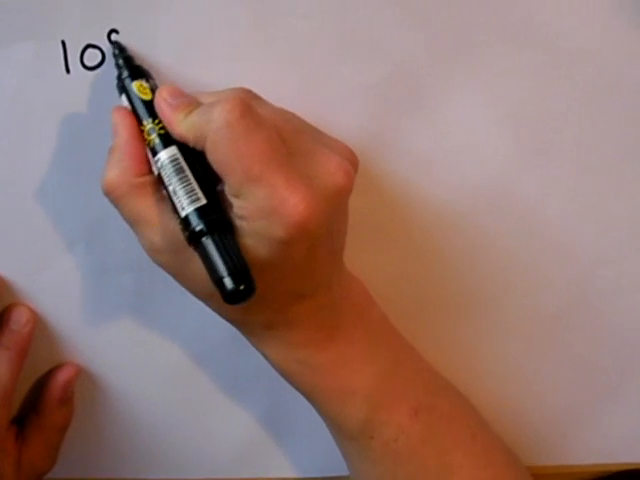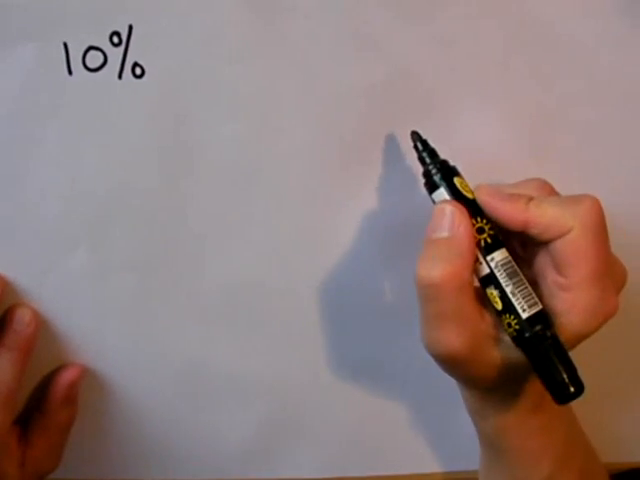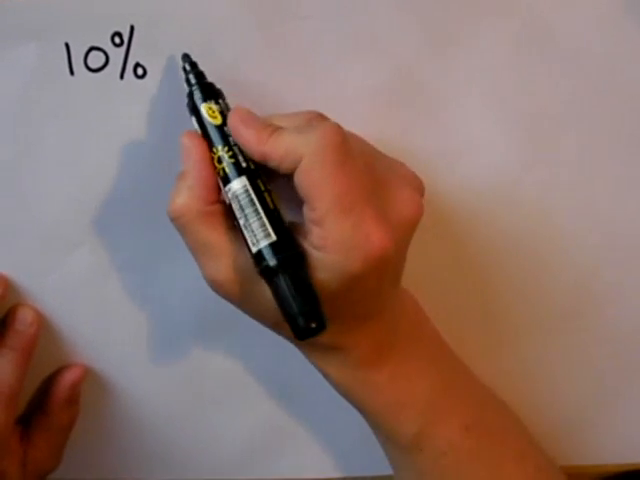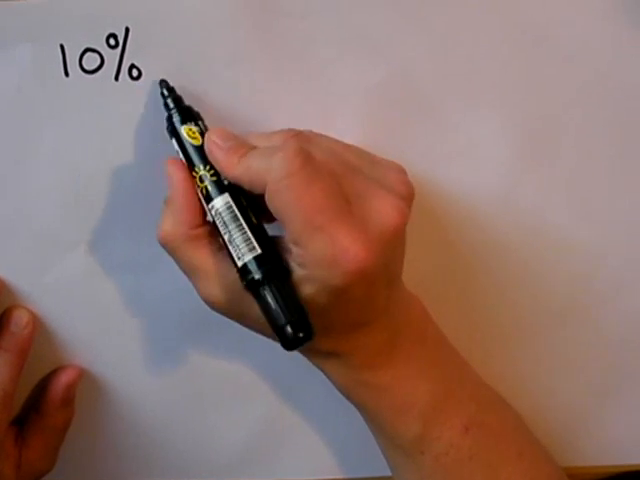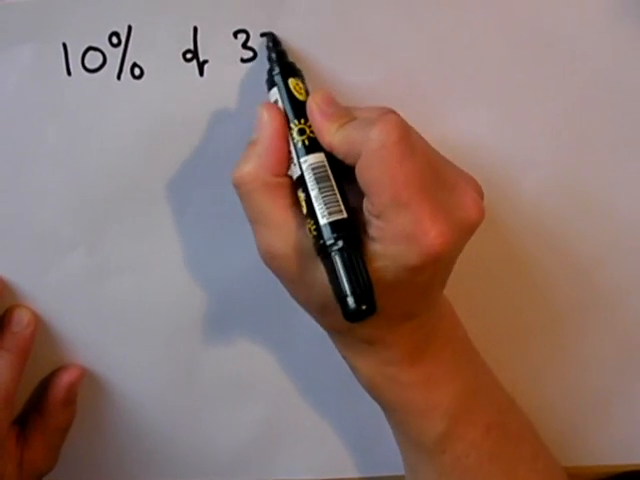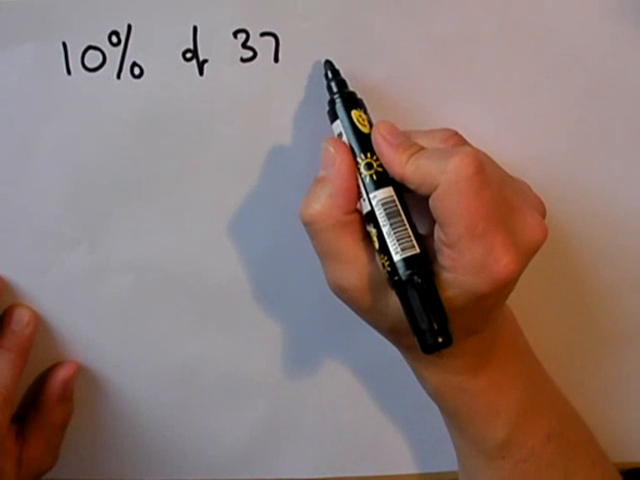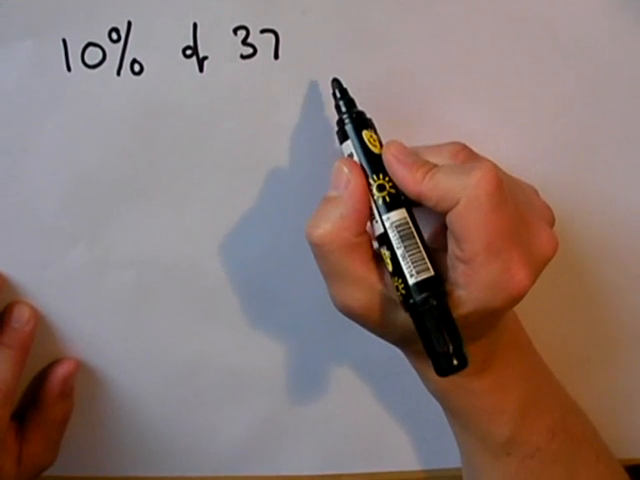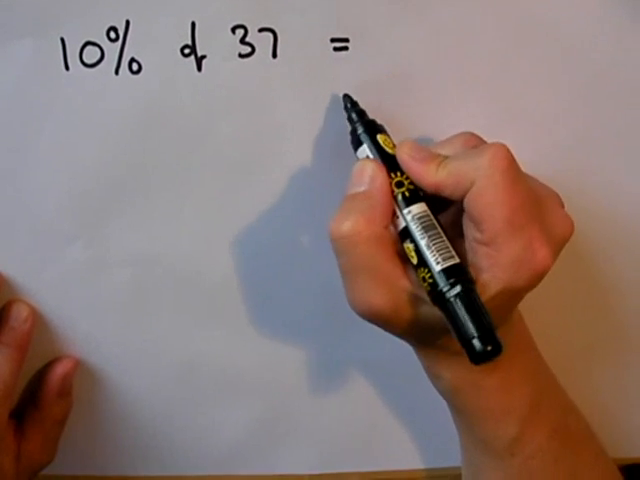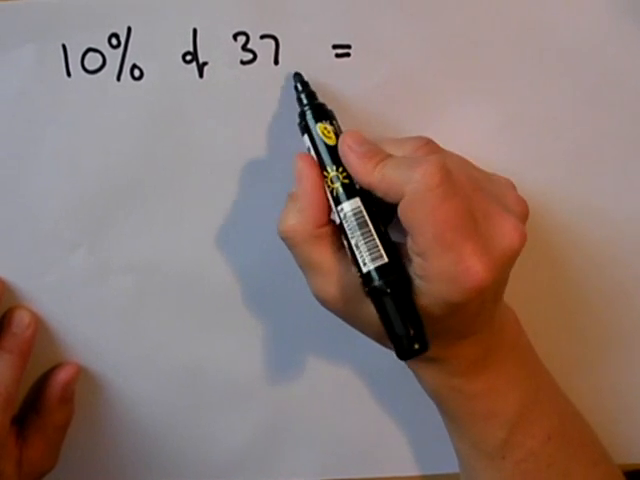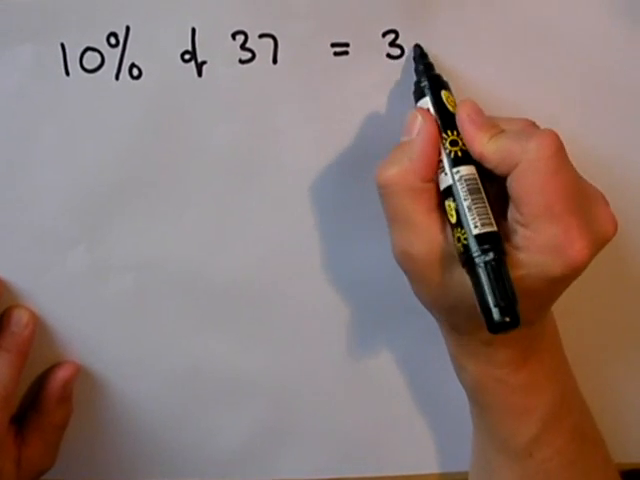I'm going to work out some questions that involve working out 10% of a number first. Now if you remember, to work out 10% of a number, we divide by 10 because 10% is exactly the same as a tenth. So 10% of 37. Now remember, 10% of a number is 1/10, so I need to divide by 10. 37 divided by 10 is 3.7.